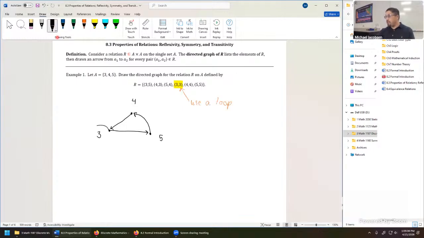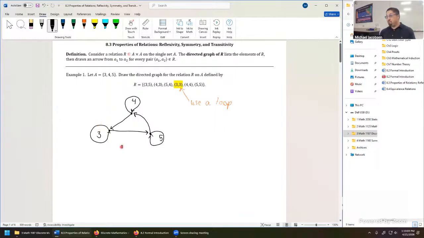If 3 is related to itself, here's my loop to capture that. So that's another way to convey 3 is in the relationship. It looks like we have a loop at every one of these vertexes. So another one at 4, and another one at 5. So it's a weird looking relationship when you put it down all on paper.